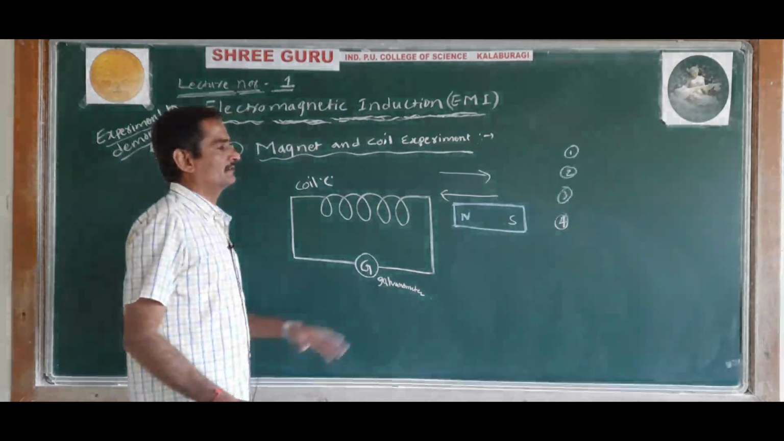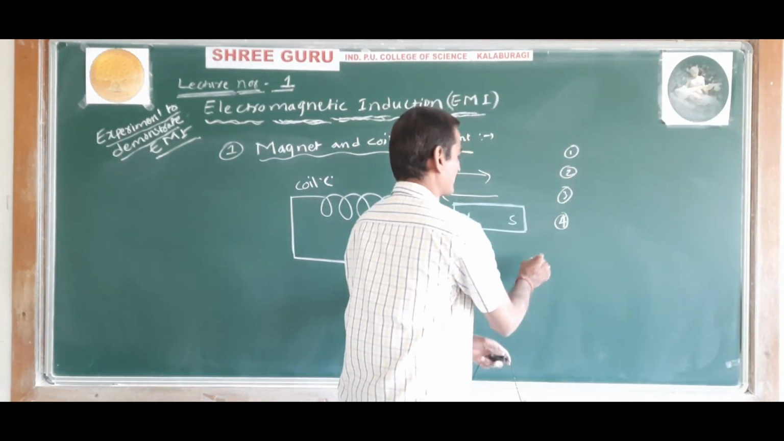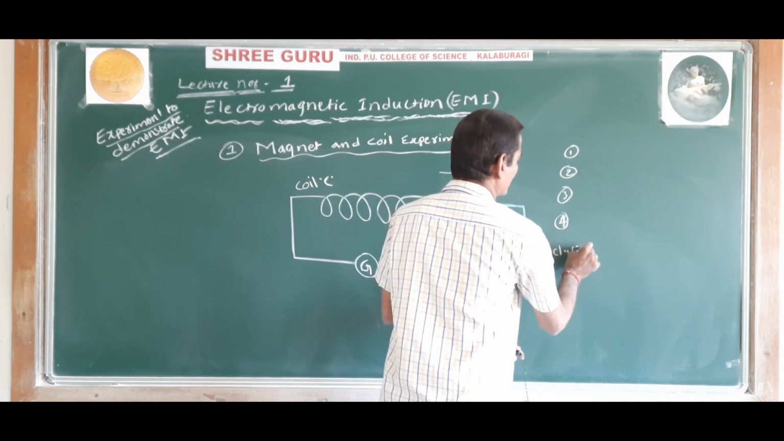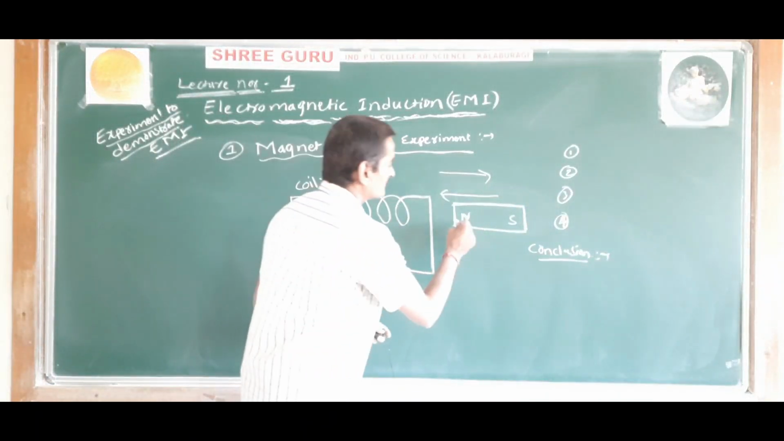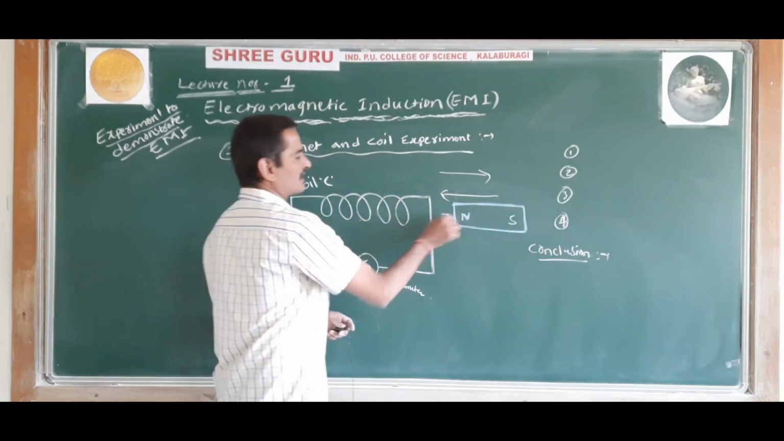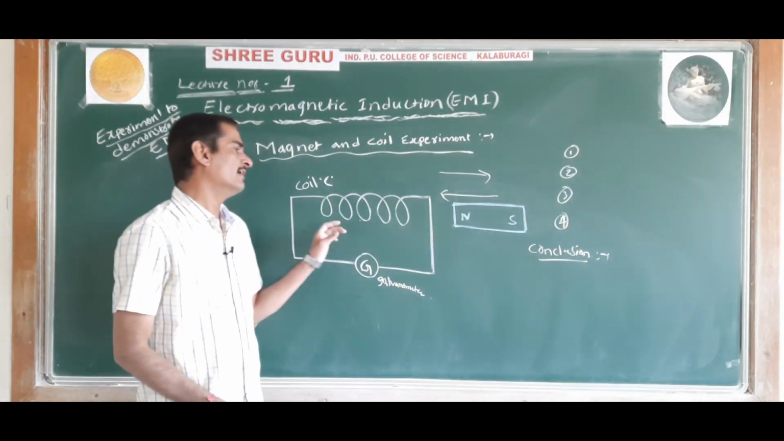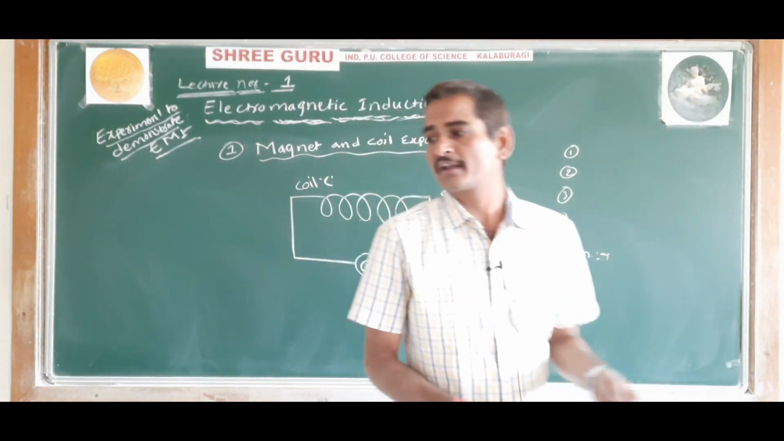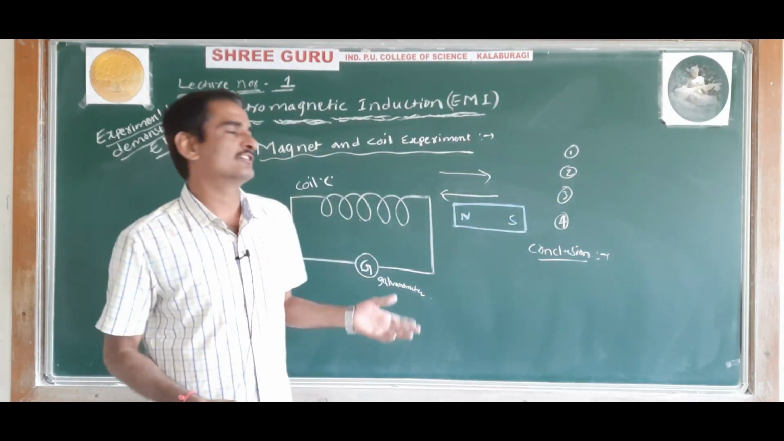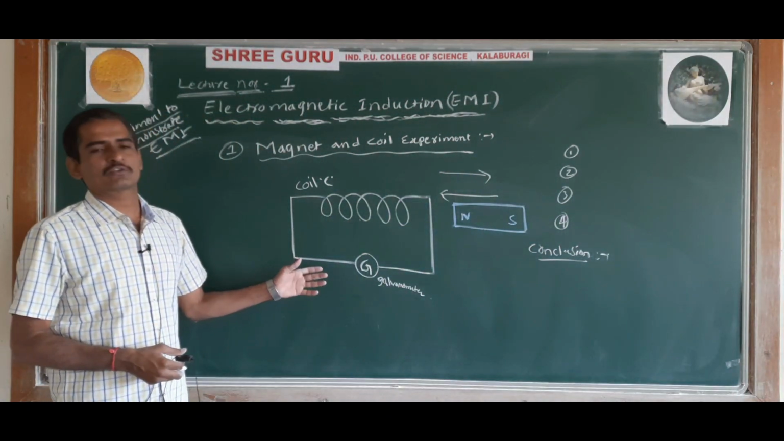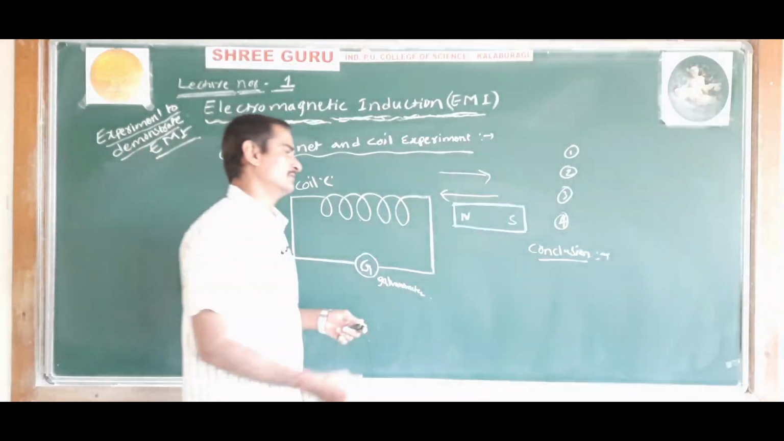So this is the experiment conducted. Now the conclusion. What do you understand from this experiment? What is the result? First, when the bar magnet and the coil are both at rest, that is, when there is no relative motion between the bar magnet and coil, the current flowing through the circuit is zero. Then current is not produced, EMF is not induced, and induced current does not flow through the circuit. That is the first conclusion.